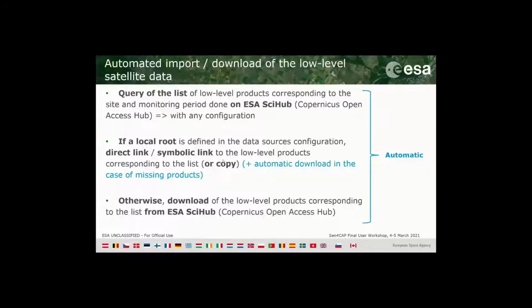And there's also a mechanism: if the product is not available in this local route, it will then download it from ESA SciHub. And if you don't have this local archive with the low-level products, it is the second case. Then the system will download these products from ESA SciHub directly. And this is done automatically by the system.